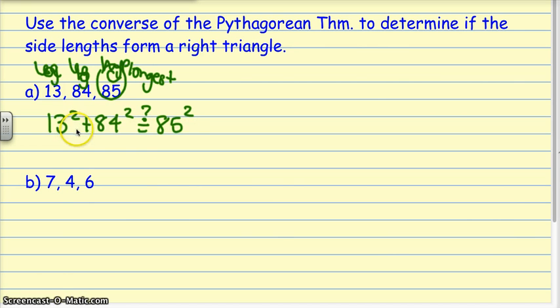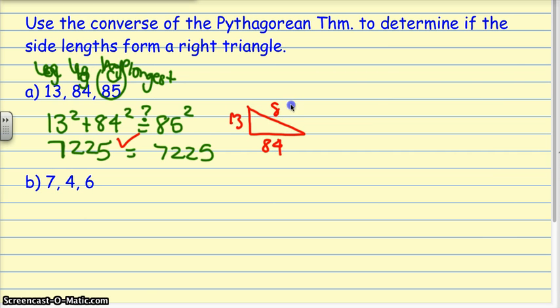So grab your calculators. Most of you can't do these perfect squares in your head, and I can type in 13 squared plus 84 squared, and it's going to tell me 722.5. Now I'm going to type in 85 squared. So are those two things equal? They sure are. So is the triangle that's made up of 13, 84, and 85 actually a right triangle? Yes, it is. All right, try the next one.